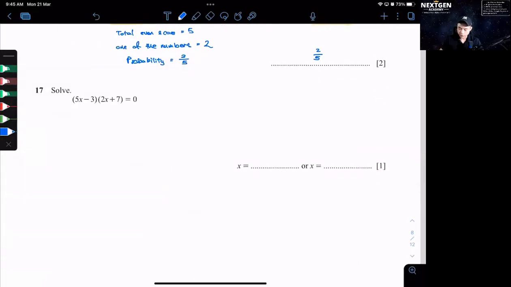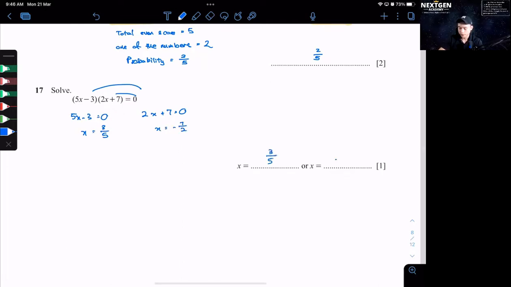Coming to the end already. 4 more pages. Solve (5x minus 3)(2x plus 7). Pretty simple. When they say solve, this is a 1 mark question. We just need to put each bracket equals to 0, so you find the x value. 5x minus 3 equals 0, 2x plus 7 equals 0. x will be equal to 3/5. This one will be -7/2. So 3/5 and -7/2 will be the answer.